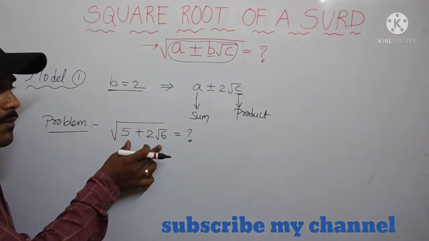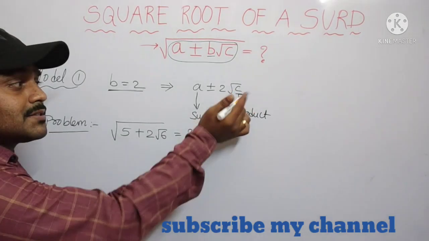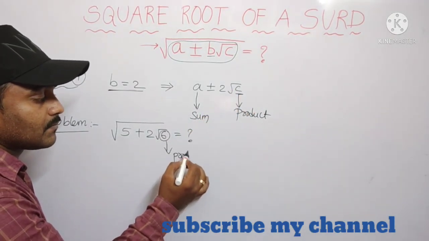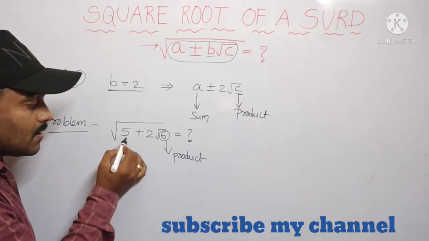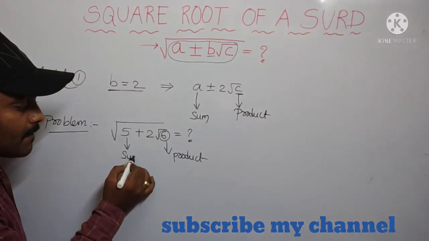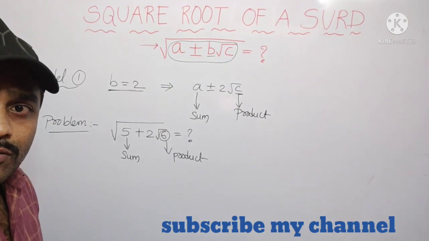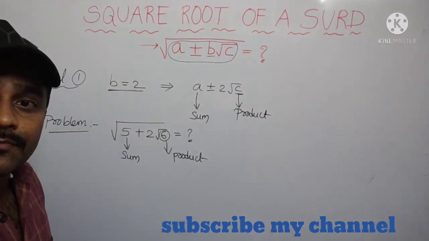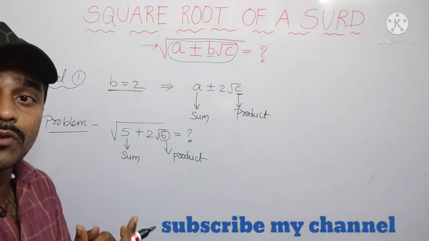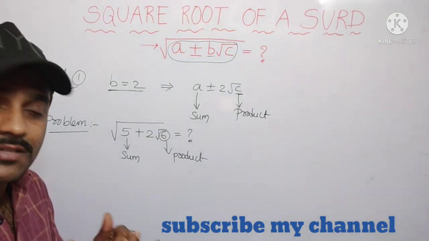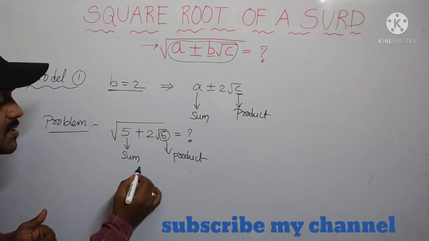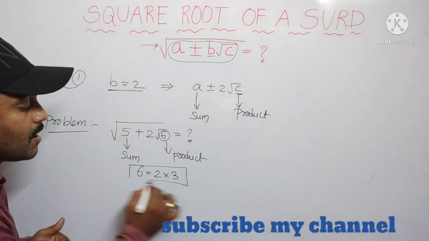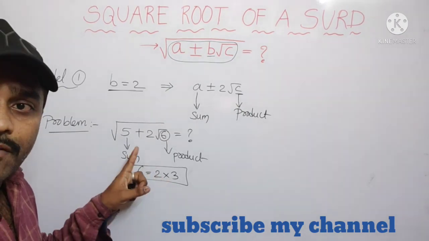So if it is in this form, as I said already, inside the root is your product, and this is your sum. Now we have to find two numbers such that the sum is 5 and the product is 6. We have to express 6 as a product of two numbers whose sum is 5. Very easy. 6 is equal to 2 into 3, and 2 plus 3 is equal to 5.